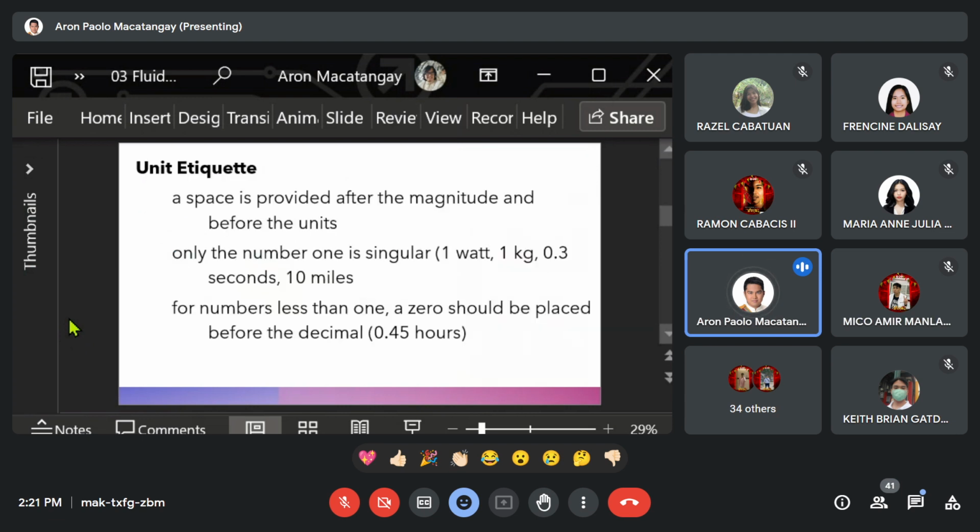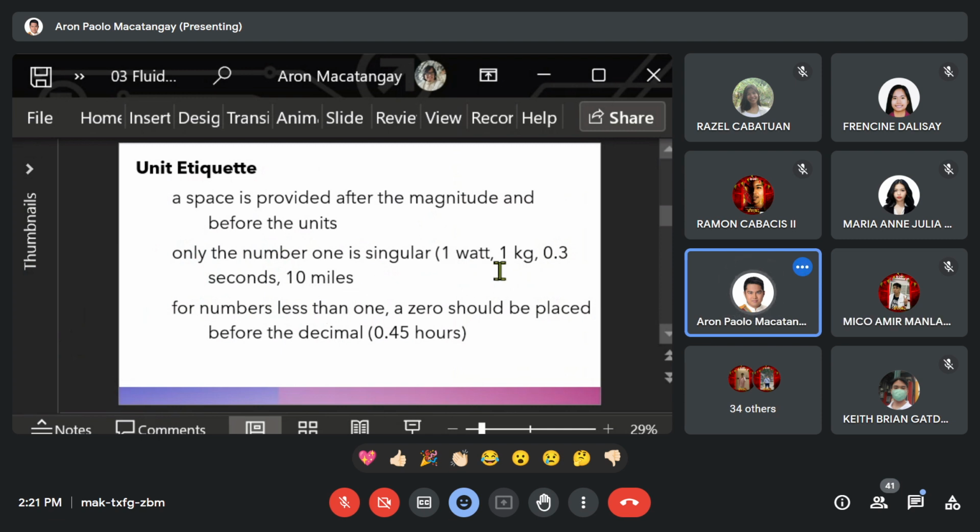Okay? So this is what I want you to absorb: unit etiquette. These are guidelines on writing, especially in your solutions, thesis papers, and laboratory reports. Please bear this in mind. A space is provided after the magnitude and before the units. So if it's 10 kilograms, or 1 watt, there is a space in between. 1 kilogram, a space in between. So you do not make it one word, no?